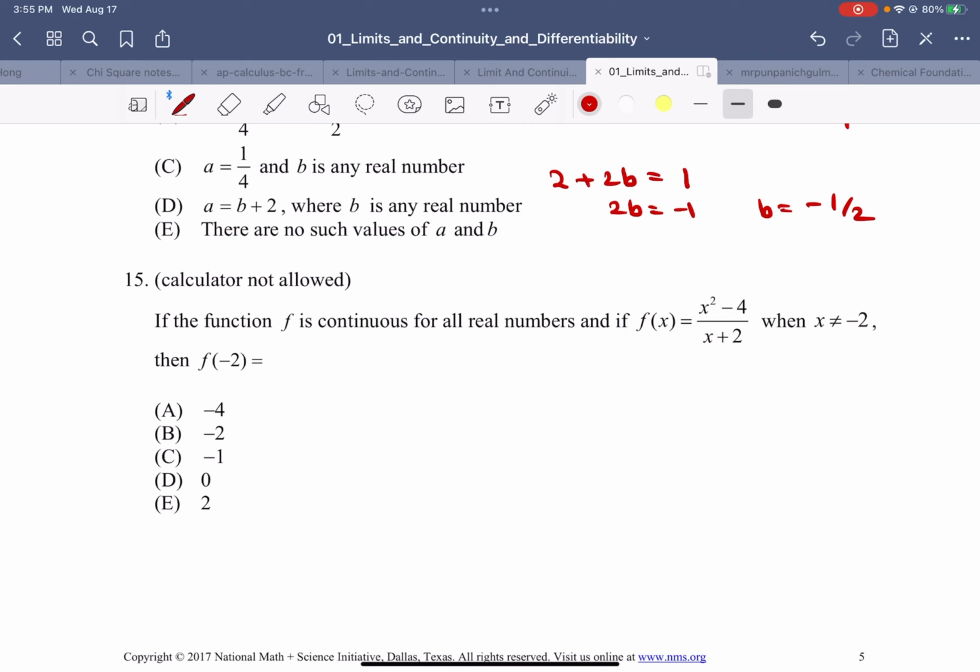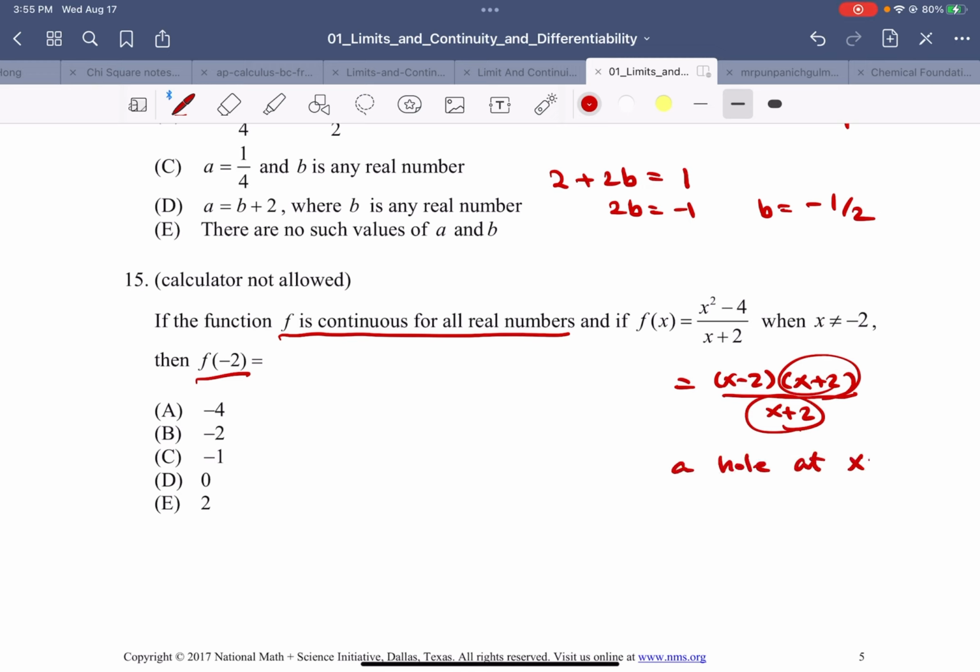The function f is continuous for all real numbers. f of x equals x squared minus 4 all over x plus 2. So to be continuous for all x values, what should this value be? That's the question. When you factor, you get x minus 2 times x plus 2, all over x plus 2. You see the same factor, and that's the location of the hole. So there's a hole at x equals -2.